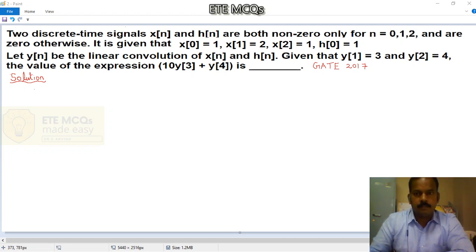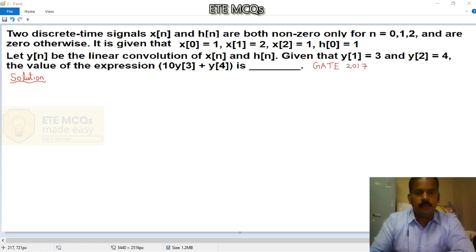Let us solve a GATE problem that was asked in 2017. Two discrete time signals x of n and h of n are both non-zero only for n equal to 0, 1 and 2, and are 0 otherwise. It is given that x of 0 is equal to 1, x of 1 is equal to 2, x of 2 is equal to 1, h of 0 is equal to 1. So some discrete values are given for x and h of 0.